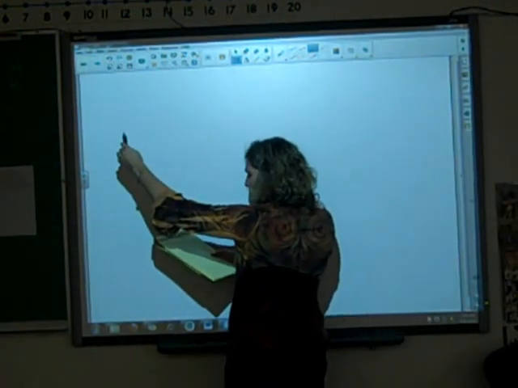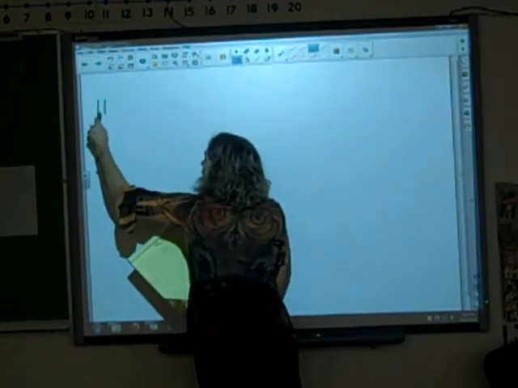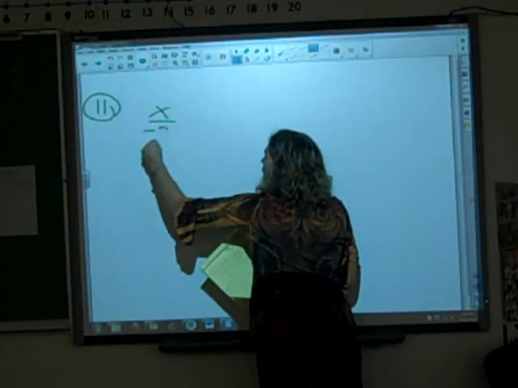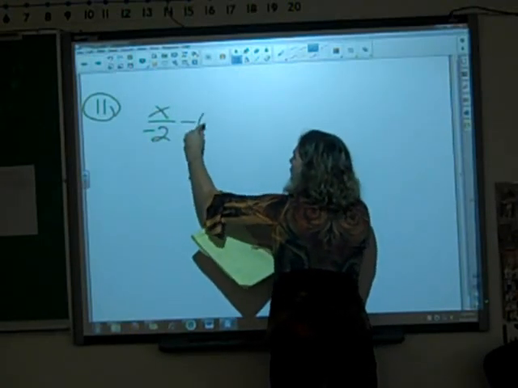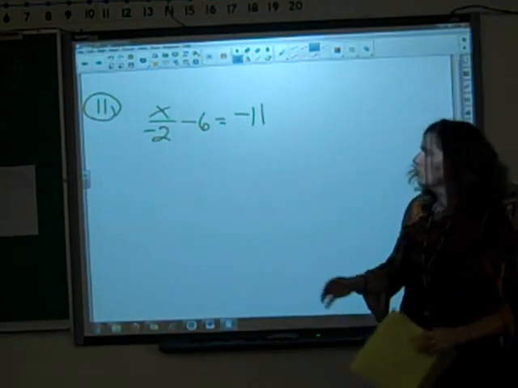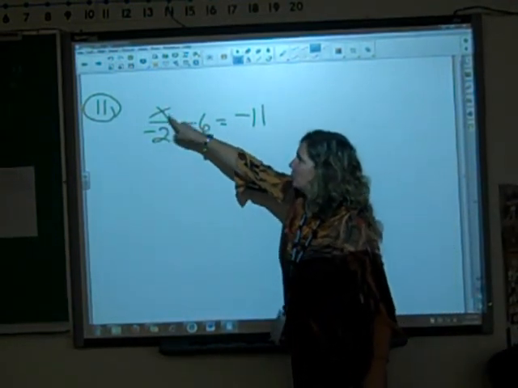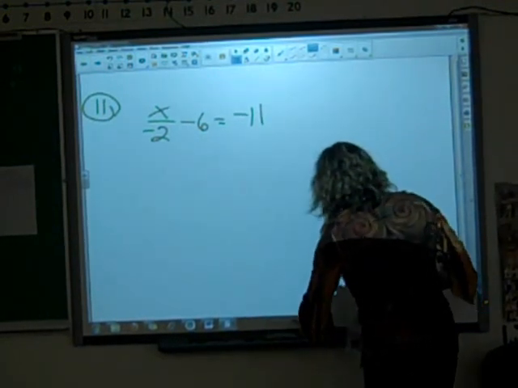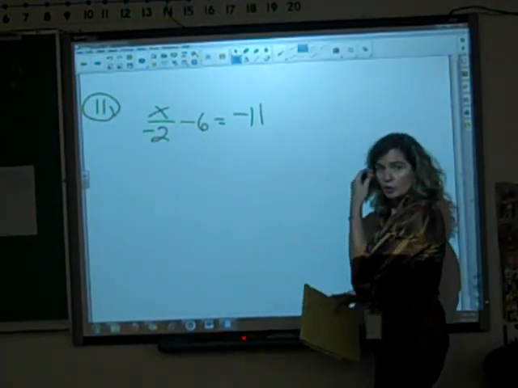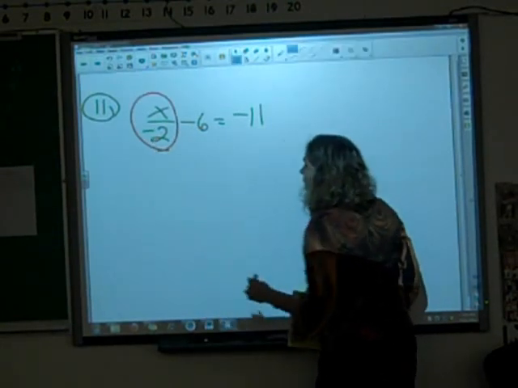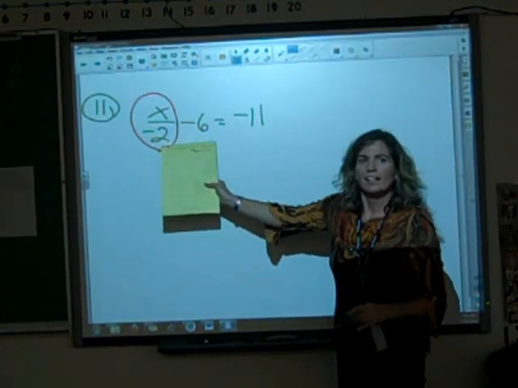The next one is problem number 11. This one looks a little different. X over negative 2 minus 6 equals negative 11. This again is a two-step. It has division with it, with that fraction and subtraction. So again, look where the x is. Again, make sure you're copying this down. Look where x is. Get rid of that red. And that's what you want to isolate.